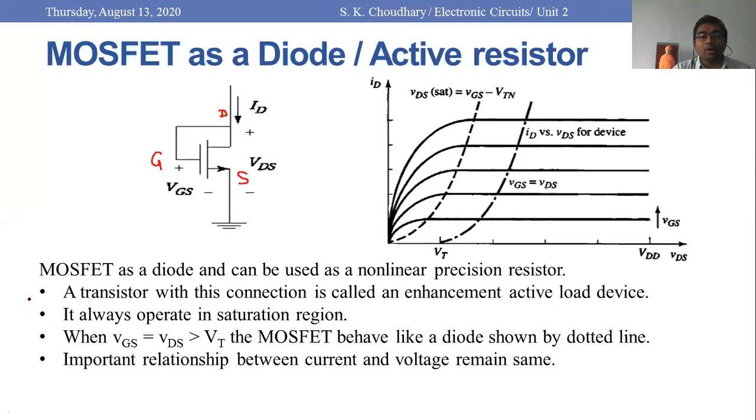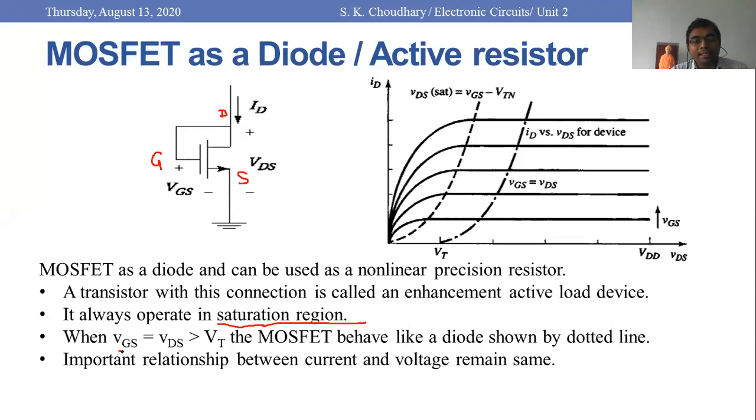It always operates in the saturation region. One thing to remember is that it always operates in the saturation region. When you short the gate terminal with the drain, it will always operate in saturation. So what is the condition here? Here VGS is equal to VDS because gate and drain have been shorted.